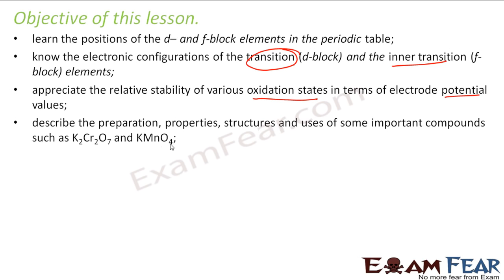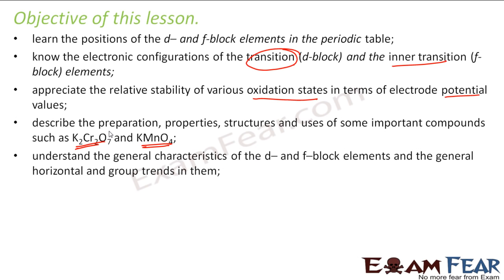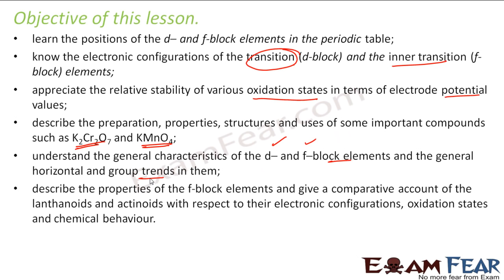We'll describe the preparation and properties of important compounds like K2Cr2O7, KMnO4, potassium dichromate, potassium permanganate. We'll understand the characteristics of D and F block elements, and we'll also try to understand the general trend. We'll describe the properties of F block elements and try to give a comparative account of lanthanides and actinides. We'll compare these two series with respect to their electronic configuration, oxidation states, and chemical behaviors. This is what we'll study in this chapter.